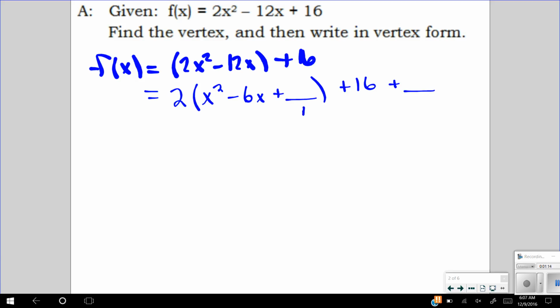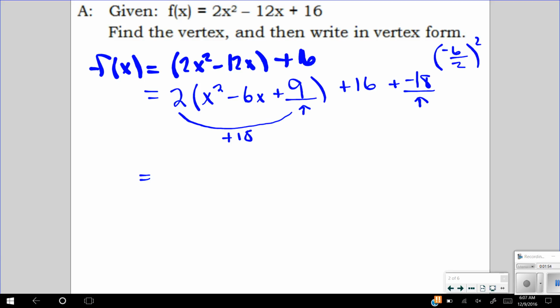And whatever I add here, I have to add the opposite of here to make sure that my equation is balanced. So remember, to complete the square, you take your b term, which we have negative 6, and cut it in half, and then square it. So negative 6 divided by 2 is negative 3. Squared is positive 9. So I'm going to add positive 9 here. But I didn't actually just add positive 9. I added 2 times positive 9, which is plus 18. So that means at the end of my equation, I'm going to add negative 18 to balance it.